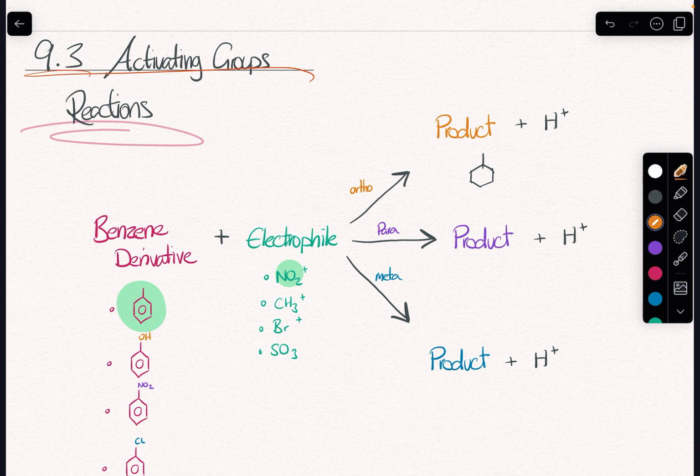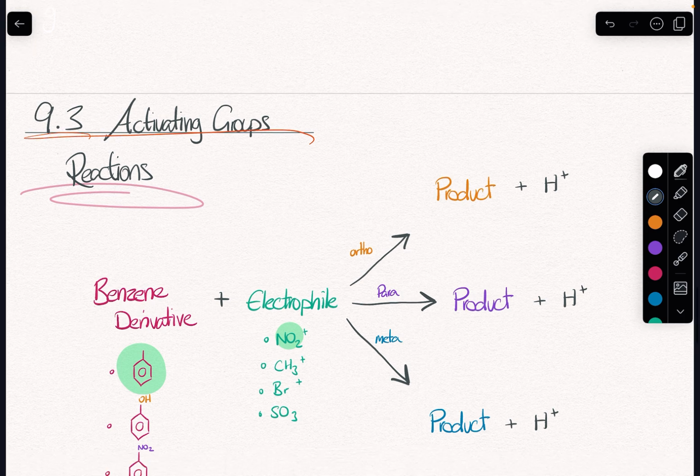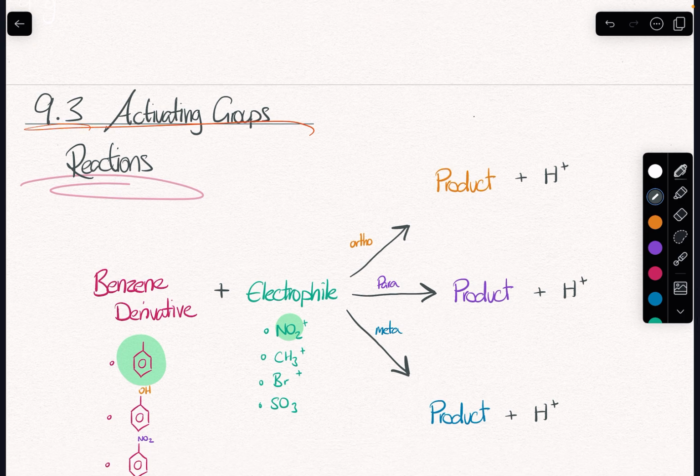So it might be good if I do something like this. I'll do this live. So a benzene derivative, let's start with this toluene. Going to add a nitro group to it. It's going to look like this. This is going to be your products example.